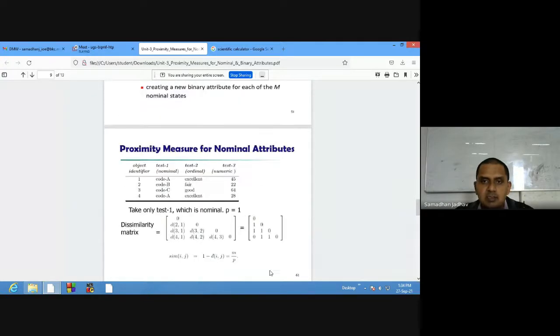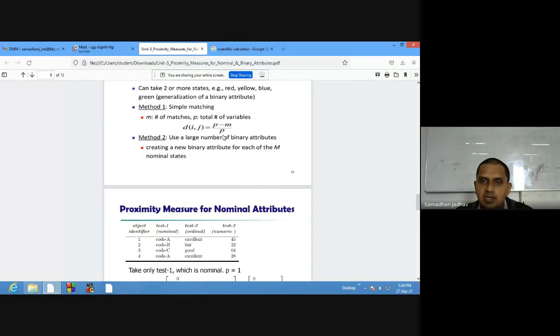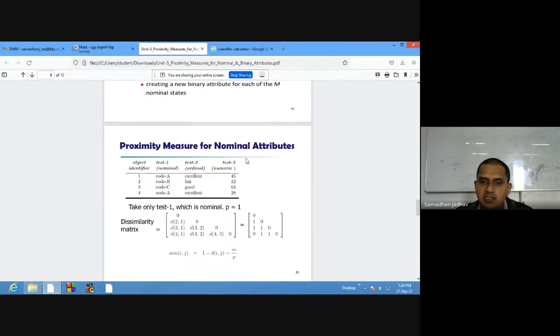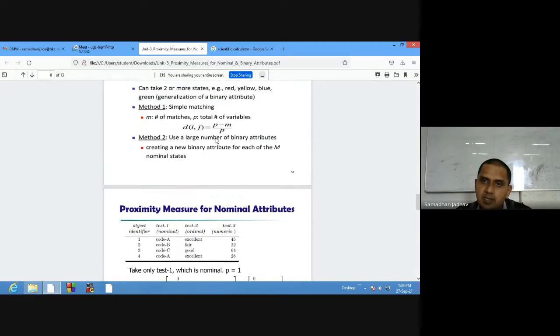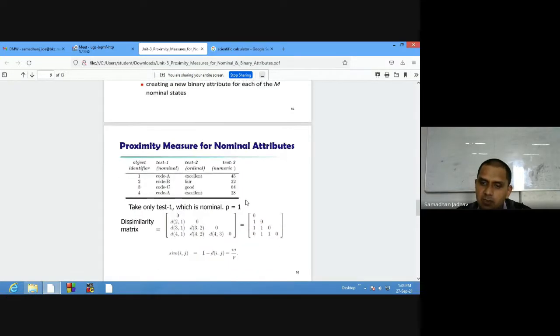Now remember this formula, P minus M divided by P. This is for dissimilarity. Then what is the formula for similarity? We find similarity as 1 minus dissimilarity, that is 1 minus (P minus M) by P. If you calculate it, it gives you M by P, because it becomes (P minus M plus M) divided by P. So the P minus M cancels, and you get M by P. This is how we can find similarity also.